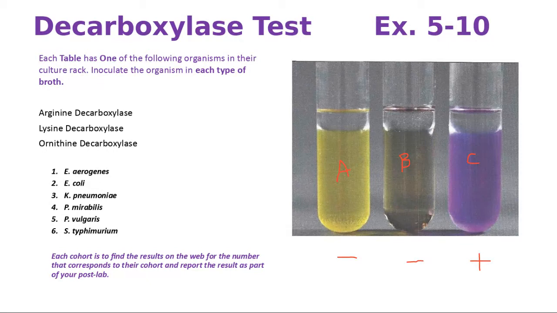Any questions about the decarboxylase test? What's the pH indicator? Is it alkaline? Oh, that's the pH of this tube, right? This is alkaline, right? But what's the pH indicator? What allows us to see a change in color? Bromocresol? Bromocresol purple. That's right. Don't just say bromocresol because it'll be wrong. You have to say bromocresol purple. Okay? Anybody have any questions about the decarboxylase test?